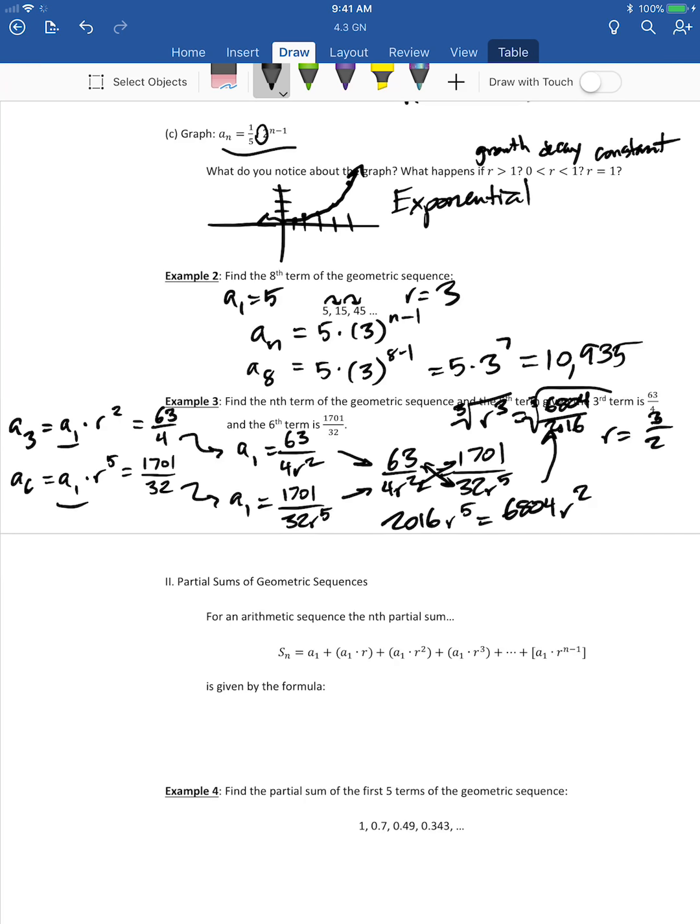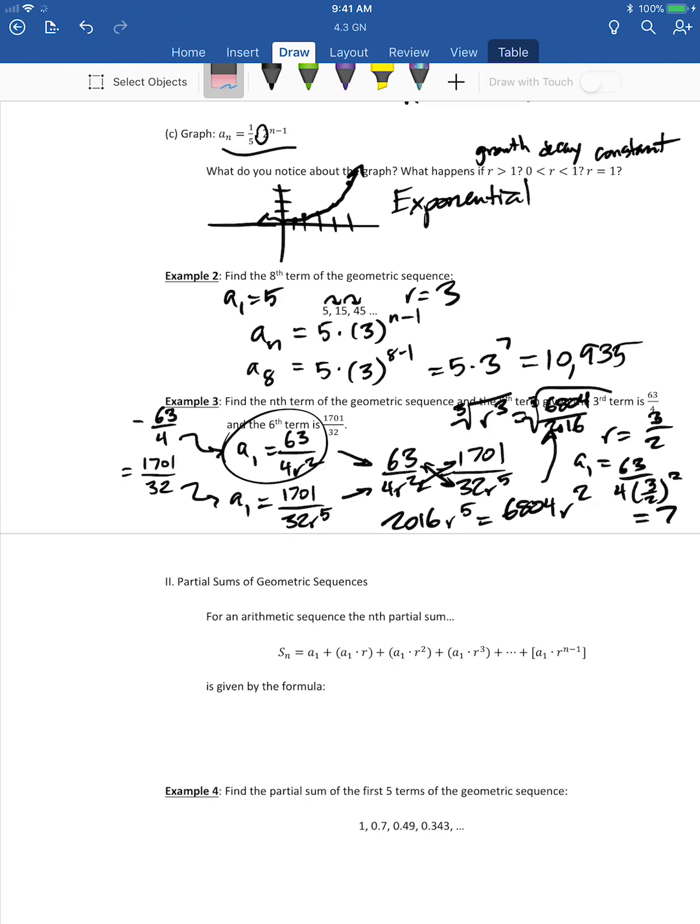Yes, all of that work for 3 over 2. If r equals 3 over 2, then the first term is 63 over 4 times 3 over 2 squared. I'm just plugging in to one of your formulas. Simplify all of that out. You end up with 7. Yes, again, all of that work for something as nice and simple as 7. So now I have the first term, I have r. All right, pause the video if you need any of this other work, but I'm going to erase it so I have some more room to work with.